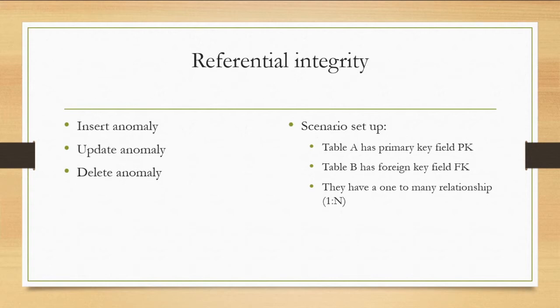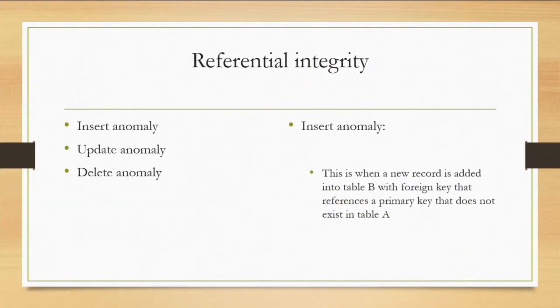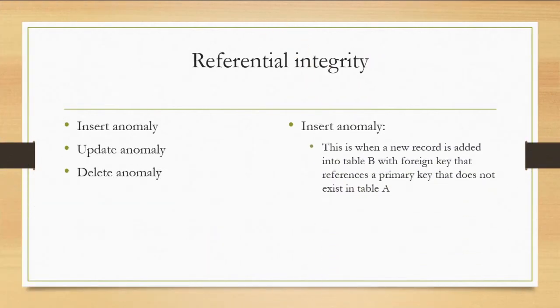Let's look at the insert anomaly. This is when a new record is added into table B with a foreign key that references a primary key that does not exist in table A. In other words, you insert something into table B that links to something in table A, but that something it links to does not exist in table A.